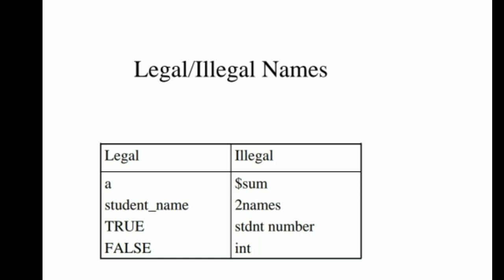Next is the string literal. A string literal is a sequence of characters enclosed in double quotation marks. This is the fifth one, string literals. For example, within double quotation marks, it is a string constant.